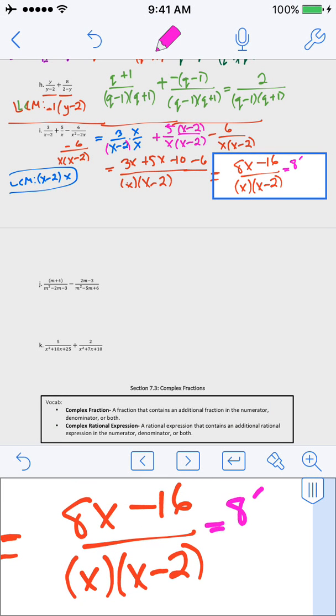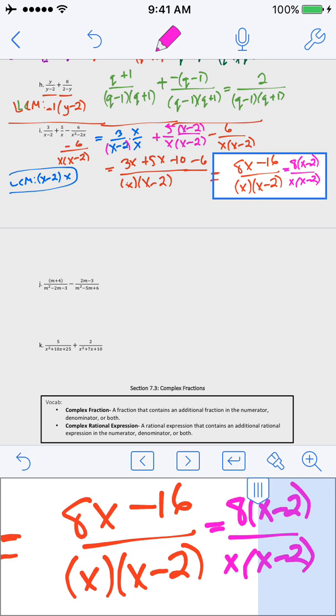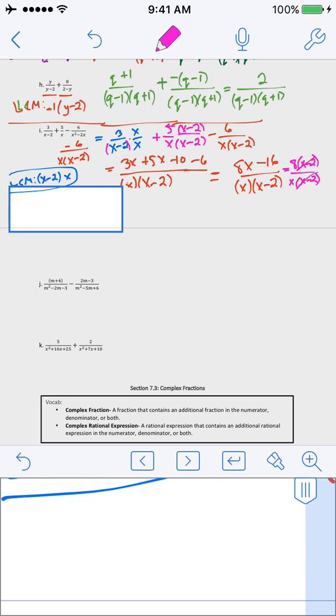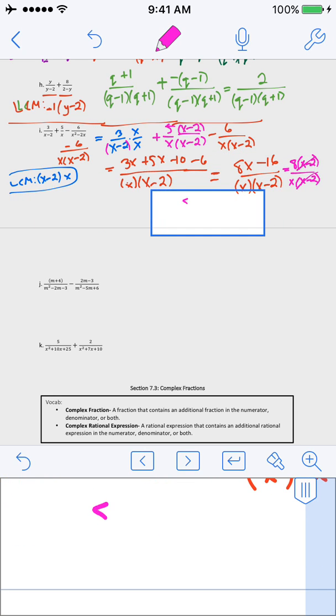This would be equal to 8 times x minus 2 over x times x minus 2, and you can see that that was important because we can cancel. We end up with a final answer of, sorry, 8 over x. So watch out for reducing at the end, right? Reduce at the end.